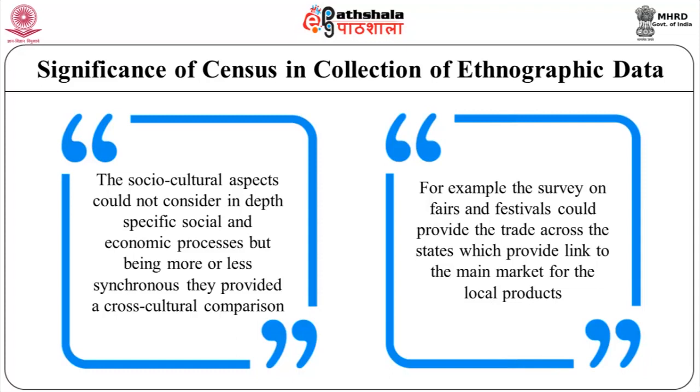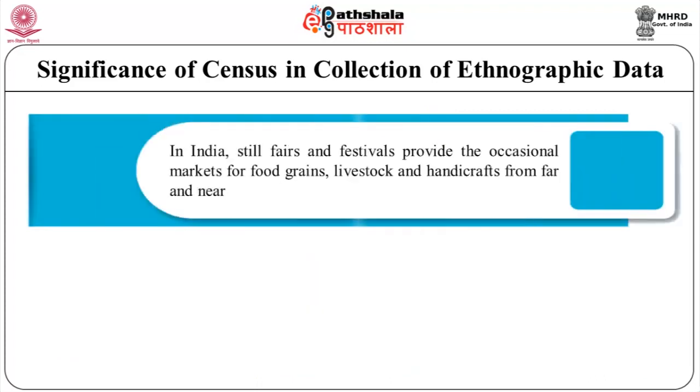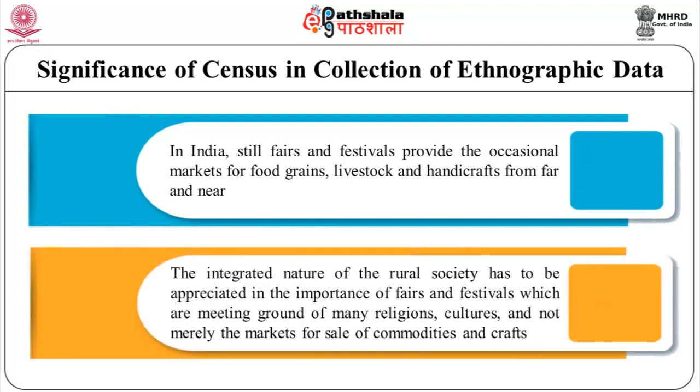For example, the survey on fairs and festivals could provide the trade across the states, which provided a link to the main market for local products. In India, fairs and festivals still provide the occasional markets for food grains, livestock, and handicrafts from far and near. The integrated nature of rural society has to be appreciated in the importance of fairs and festivals, which are the meeting ground of many religions and cultures, and not merely the markets for the sale of commodities and crafts.